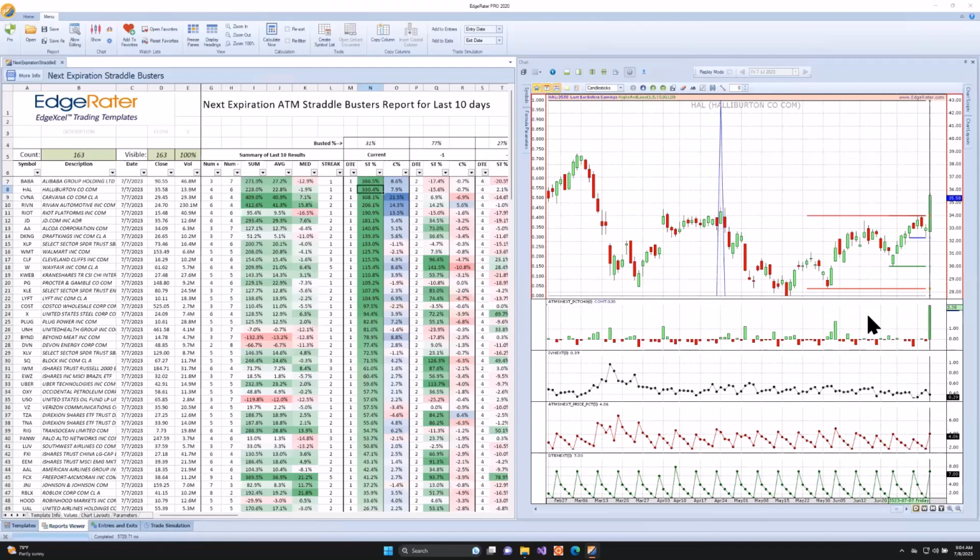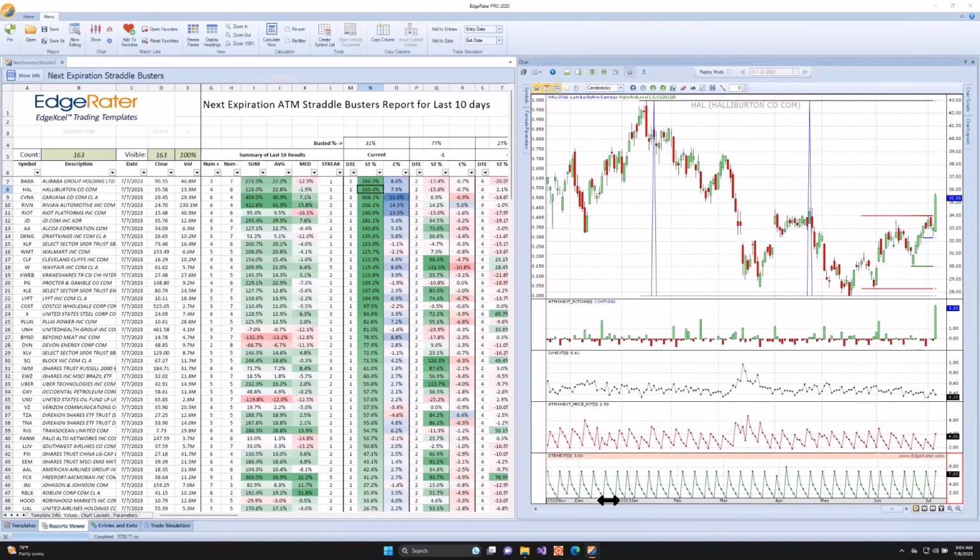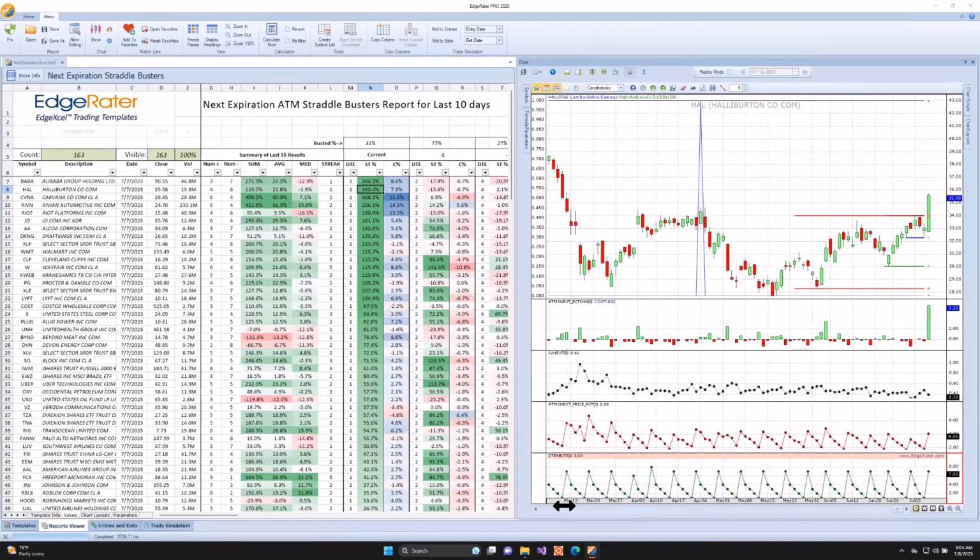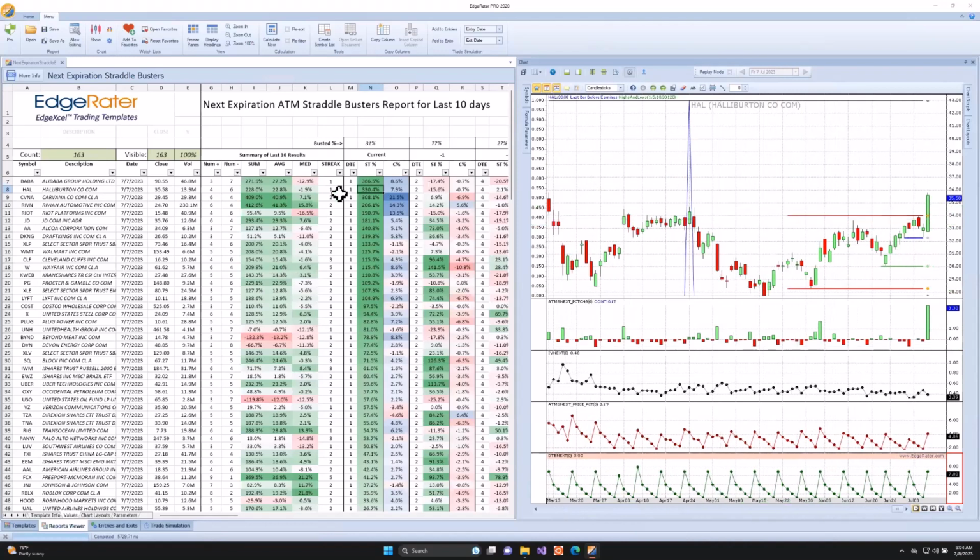But as you look back through this chart, the other straddle gains were nowhere near this level. The next highest we got was 167% gain, and then it goes down and down. So it's quite an extraordinary move in Halliburton. Again, another stock to pay attention to.